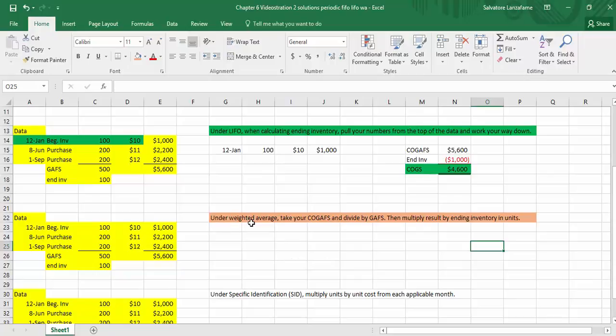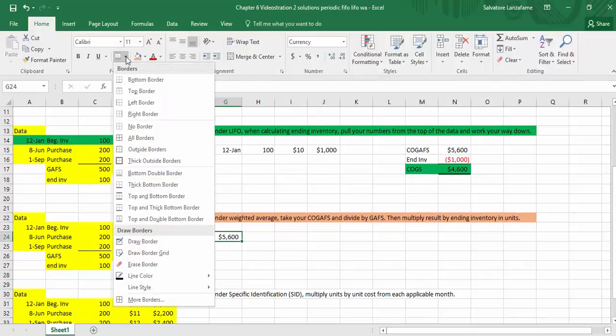Weighted average, as you can see from my instructions: take your cost of goods available for sale, which is the 5,600, and divide it by the goods available for sale. This will give you an average unit cost. And then you're going to multiply your result by the ending inventory in units. So we don't care about dates for this one. We're simply going to take the 5,600 and divide it by the 500.